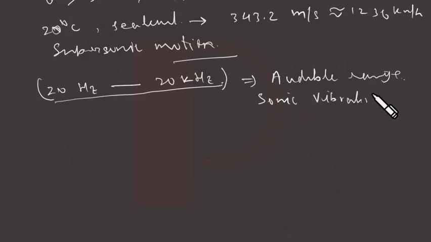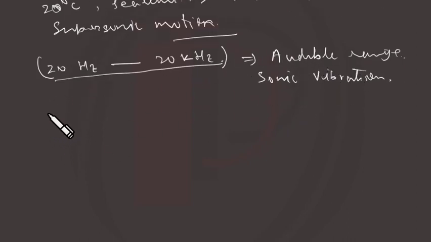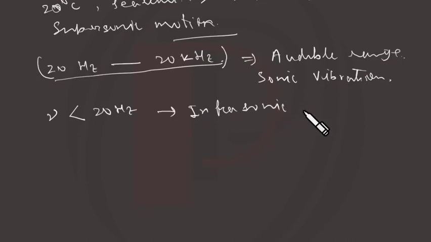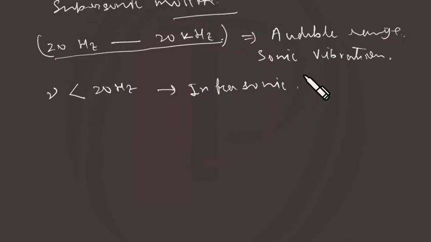Okay, therefore audible vibration, which is in the range of 20 Hz to 20 kilohertz, is called the sonic vibration or audible vibration. Any vibration below 20 Hz is called the infrasonic vibration. Of course, this is not audible or not recognizable by the human ears.